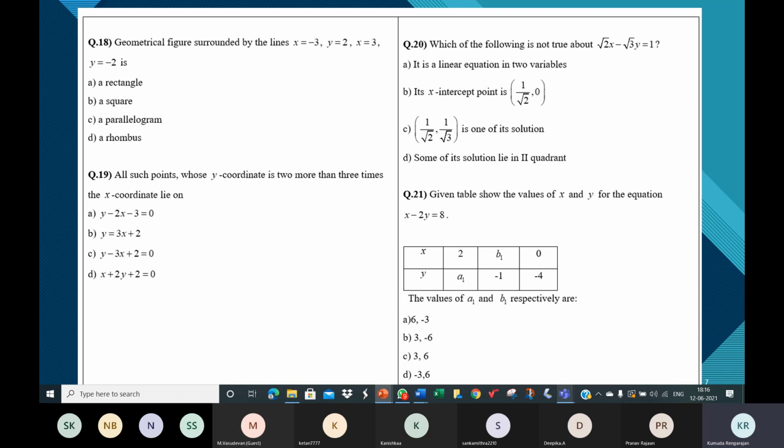See, the x and y intercepts. You all told me the x-intercept is 1 by root 2, comma 0. How do we find the x-intercept? The x-intercept is the point where the line meets the x-axis, so you must give y as 0. In the given equation, when y is 0, x is 1 by root 2. So 1 by root 2 comma 0 is the x-intercept. And the y-intercept is when x is 0. Give x as 0 and find the corresponding y value. So that is 0 comma minus 1 by root 3.